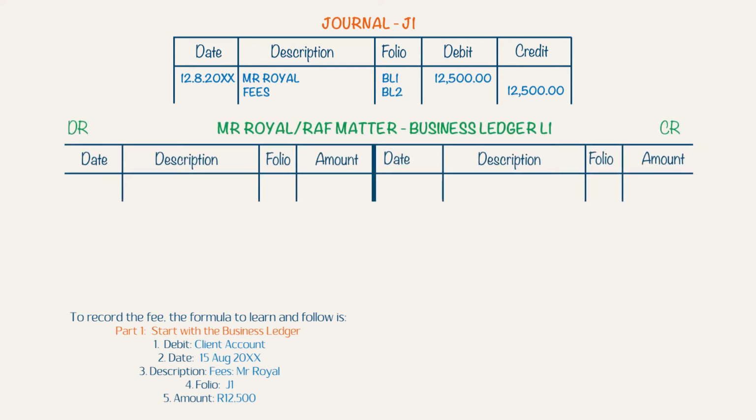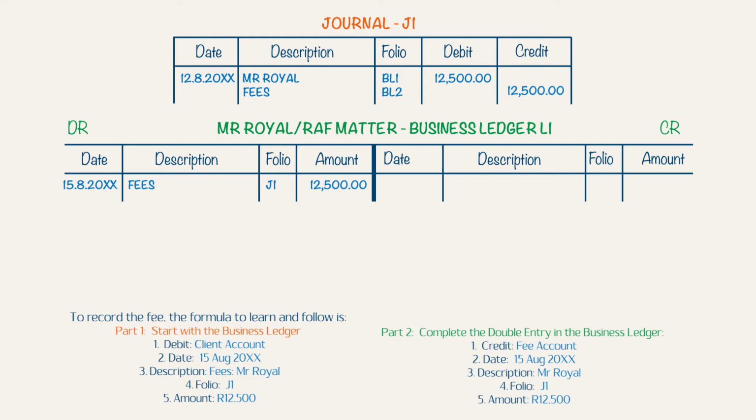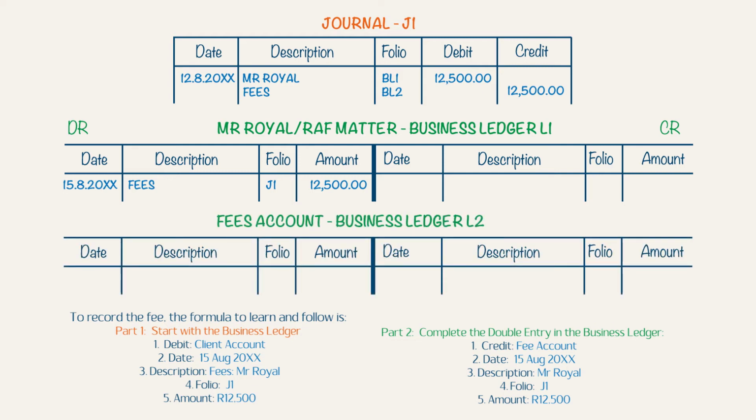To record the fee, the formula to learn and follow is: Part 1. Start with the business ledger. 1. Debit, the client account. 2. Date, 15 August 20XX. 3. Description, fees, Mr. Royal. 4. Folio, J1, which stands for Journal 1. 5. Amount, 12,500 Rand. Part 2. Complete the double entry in the business ledger. 1. Credit, the fee account. 2. Date, 15 August 20XX. 3. Description, Mr. Royal. 4. Folio, J1. 5. Amount, 12,500 Rand.